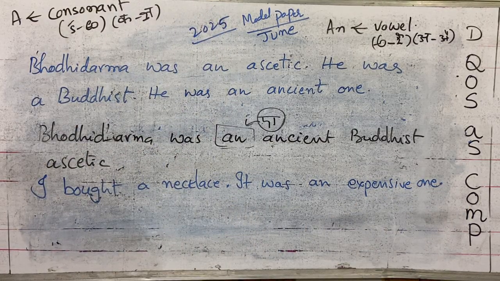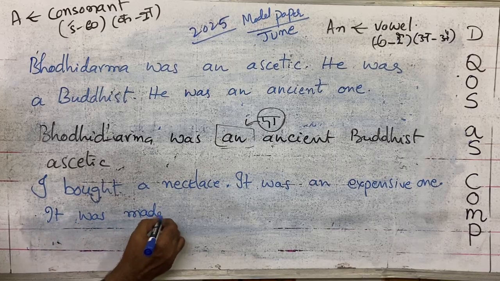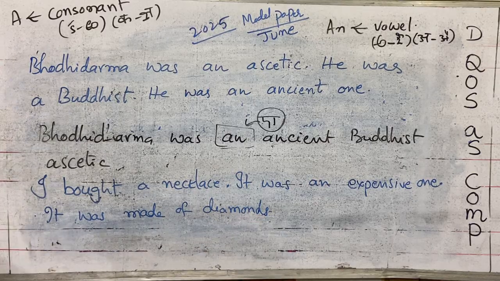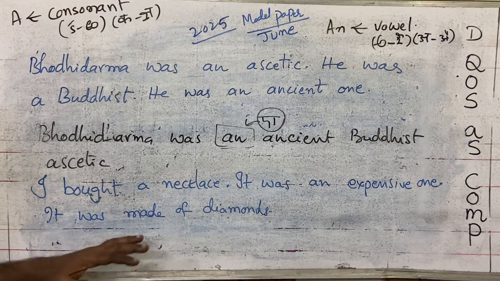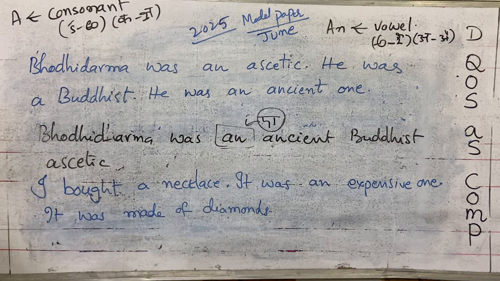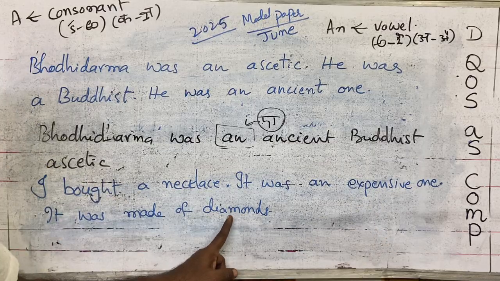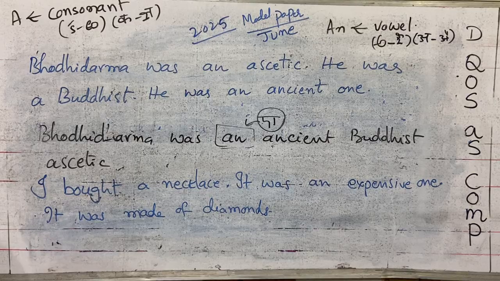Next, it was made of diamond. The meaning is now it's a necklace. What type of necklace? Diamond necklace. And also how is it? The cost is high, it is expensive. So that's why, here the determiner is already given: an expensive diamond necklace. But you are taking the diamond necklace. An expensive diamond necklace. Now just think of the answer for 2 seconds.